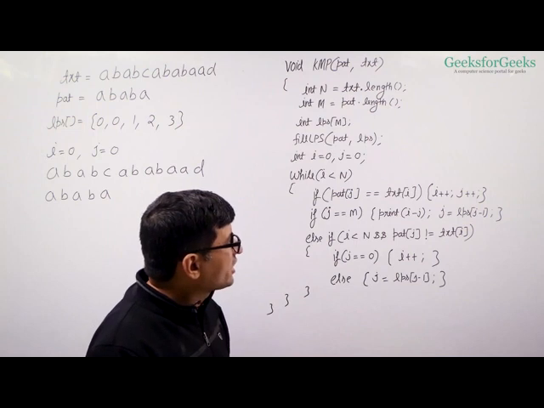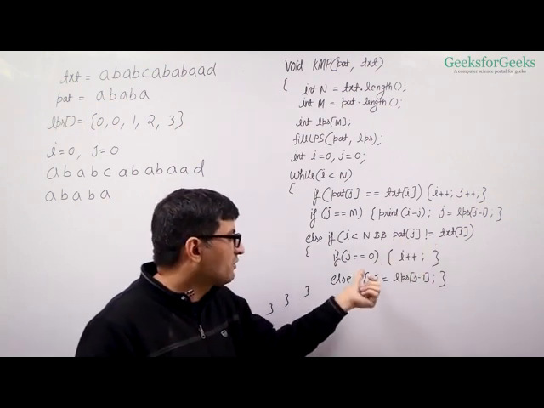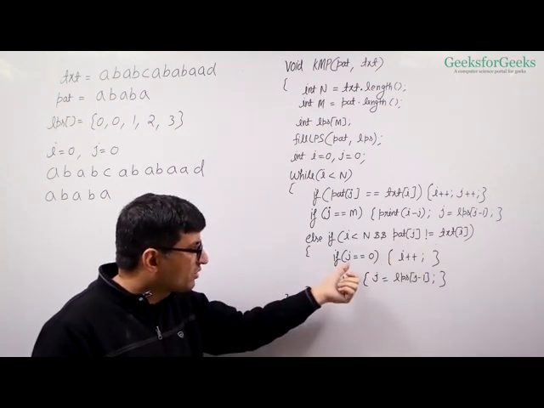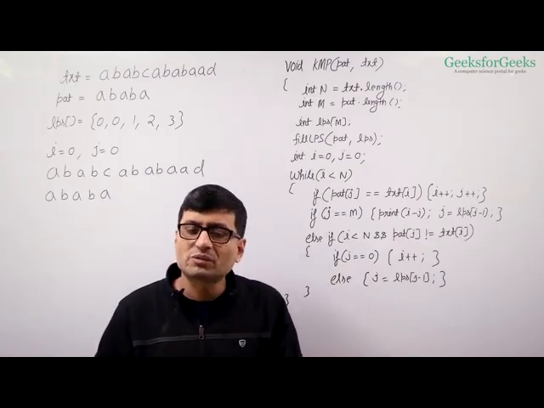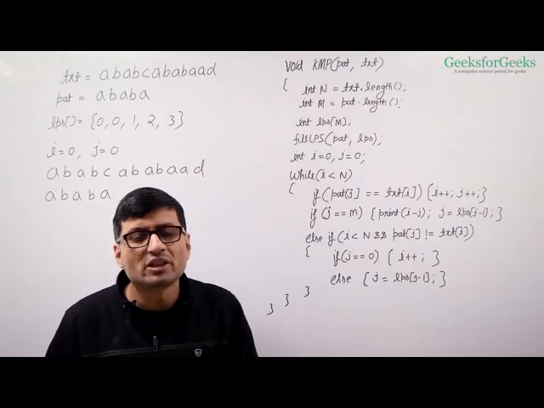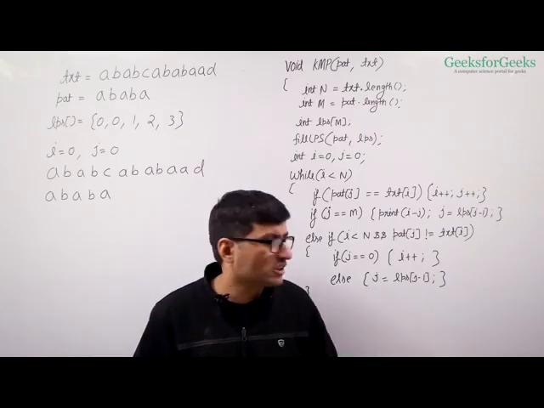If the current characters do not match, then we have two cases. If j is 0, if it was the first character that we were trying to match and this first character itself did not match, then simply move ahead in the text. Simply do i++.